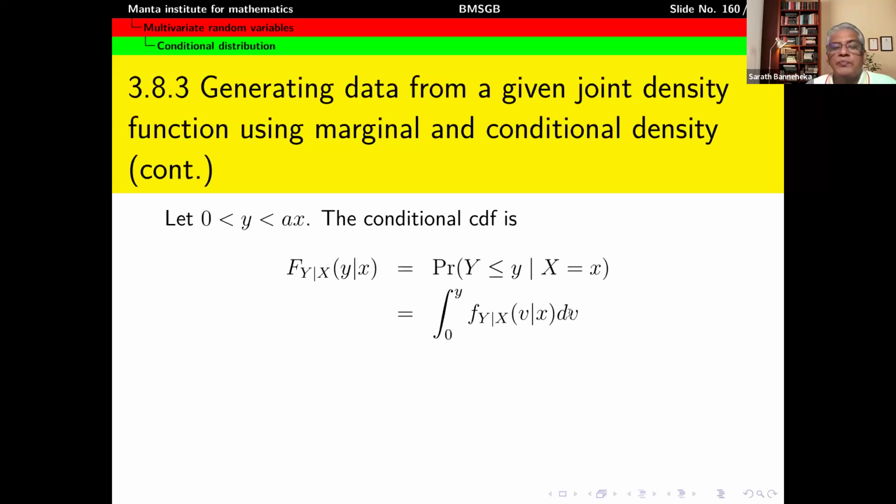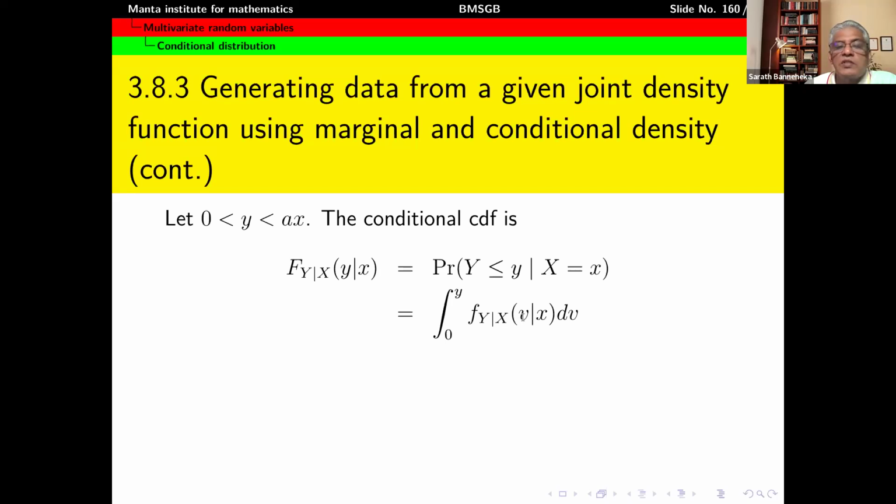Here, I'm changing the variable of integration. Otherwise, what we have to do is integrate with respect to y. But if I put y here and y here, because the limit also has y, that will be a little confusing. So therefore, I have changed the variable of integration to be v, just to use some other letter different from y. But we are actually integrating with respect to this y here. So this is what we want.